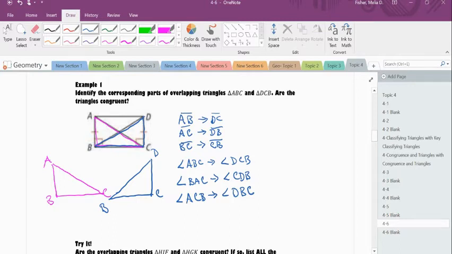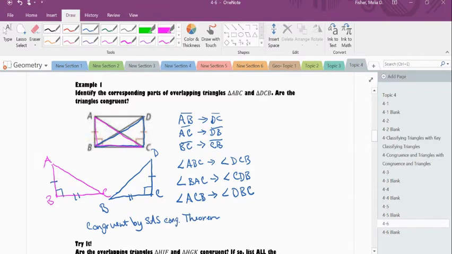Are these triangles congruent? Well, in this particular case, this was congruent to this. The reflexive property tells us that BC and CB were congruent. And then both of them were 90-degree angles in the corner. So these triangles are congruent by the side-angle-side congruency theorem.